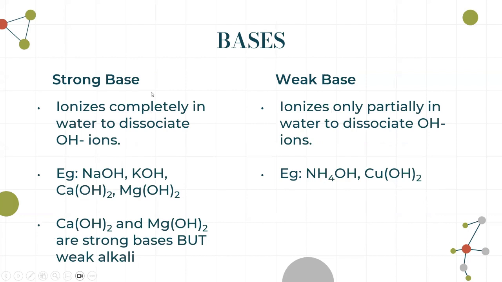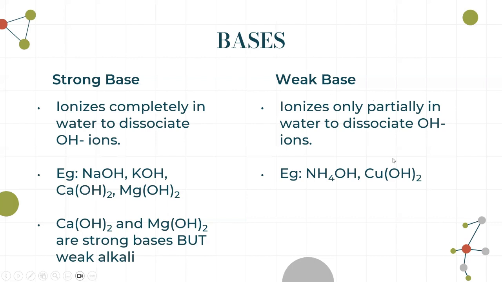Now let us look at the difference between a strong base and a weak base. Strong bases are those that ionize completely in water to dissociate and form OH minus ions. For example, we have sodium hydroxide, potassium hydroxide, calcium hydroxide, and magnesium hydroxide. All of them are strong bases. Calcium hydroxide and magnesium hydroxide are strong bases, but they are weak alkalis.